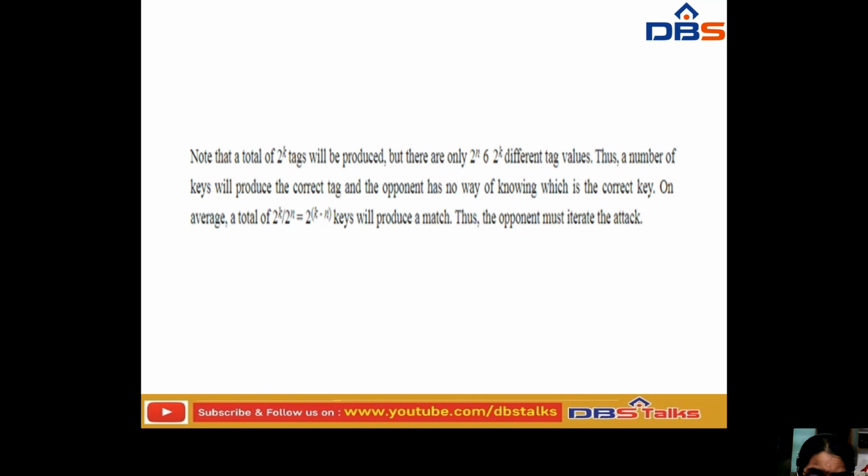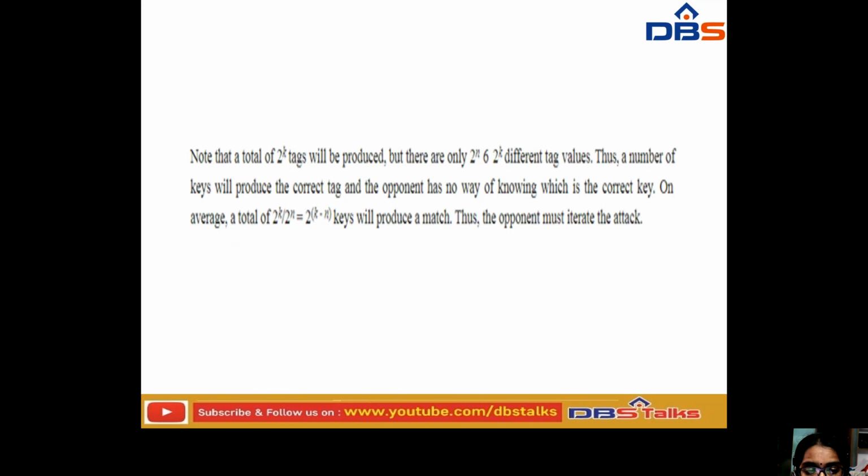So we have to note that a total of 2 power k tags will be produced, but there are only 2 power n different tag values. Thus a number of keys will produce the correct tag, and the opponent has no way of knowing which is the correct key. So from this we can say that if the opponent also wants to test the data, he doesn't get any chance to know which is the correct key.